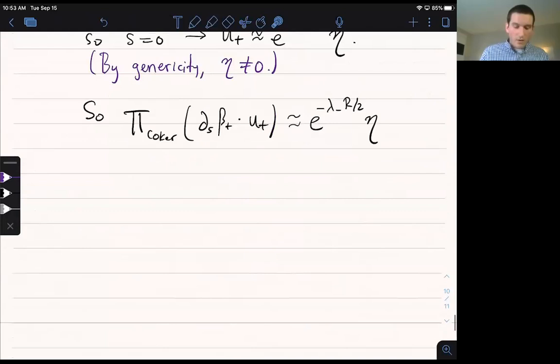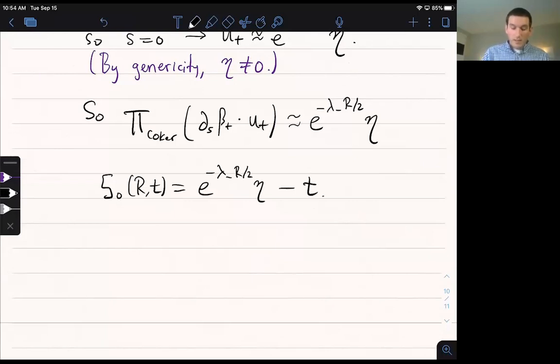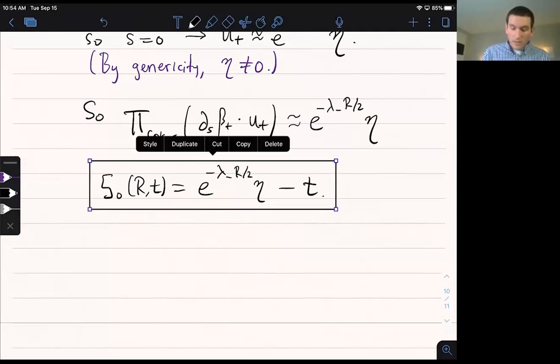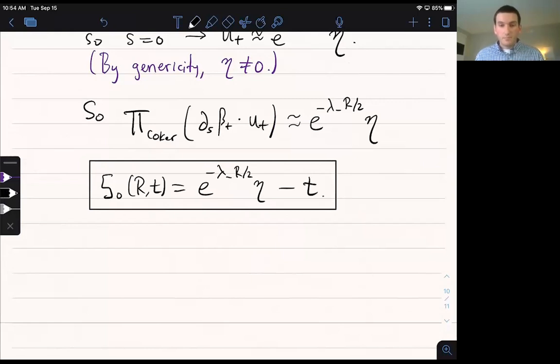In any case, our linearized section that we're going to take, the function of r and t, r over 2 eta minus t, where eta is, by this genericity assumption, some non-zero number, perhaps negative or positive.